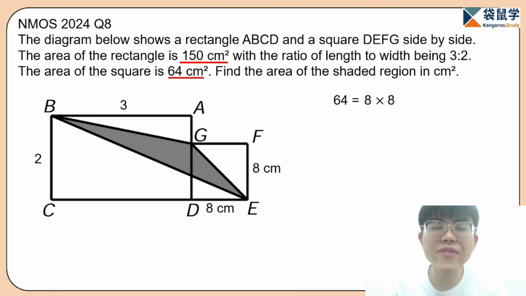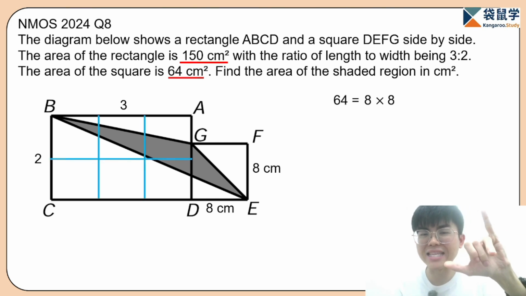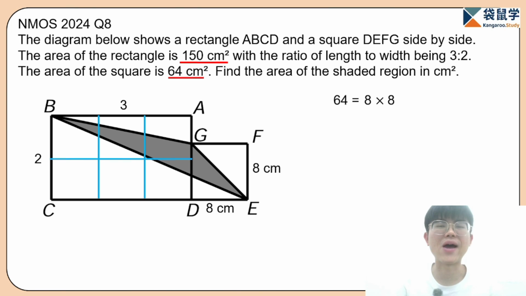We are also given the area of the rectangle, which is 150 cm square. Are we able to find the length and width? If we change the ratio into units, let's say 3 units and 2 units, we can cut our rectangle into 6 identical squares. So everyone, what is the area of one small square? We just use 150 divided by 6, which is 25.